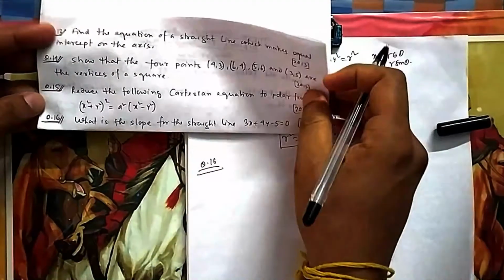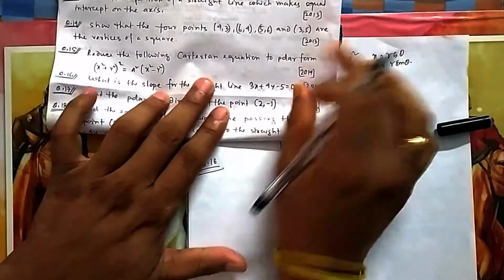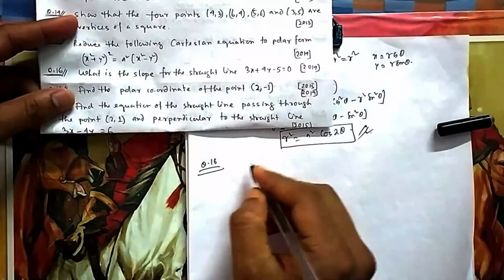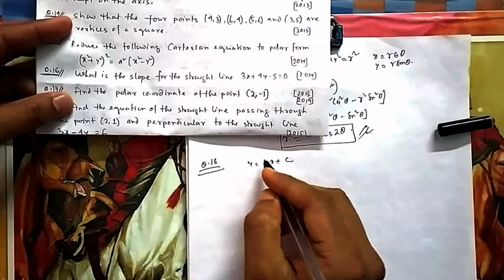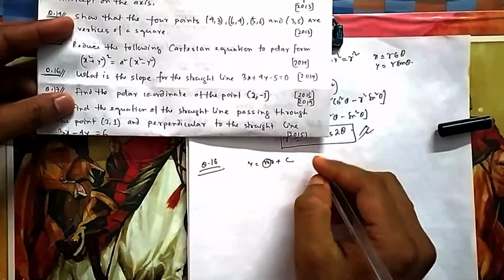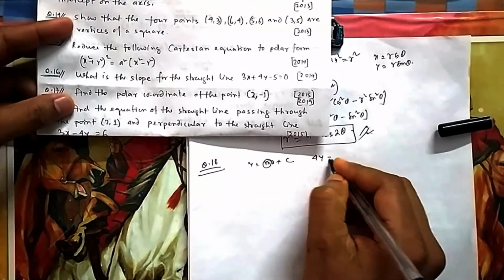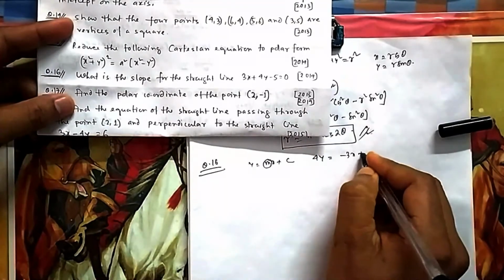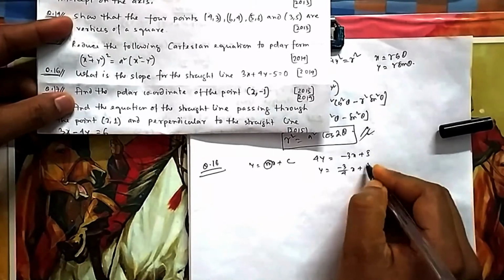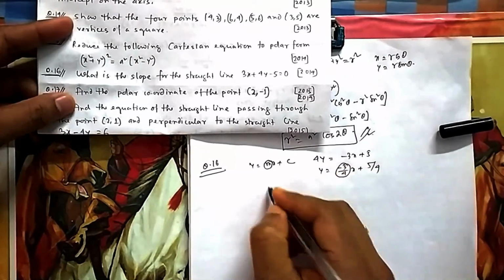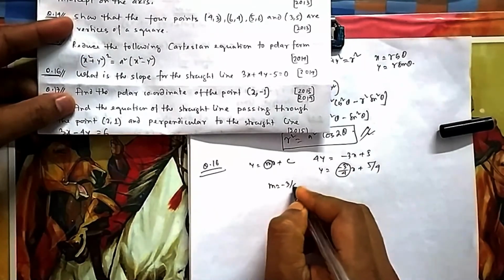So in question number 16, find the slope of the straight line. How to find the slope of the straight line? For that I told you, you keep it as y equal to mx plus c. You make it in this format and this m will represent the slope. So if you make it this way, it will be 4y is equal to minus 3x plus 5, or y is equal to minus 3 by 4 x plus 5 by 4. So the slope m is equal to minus 3 by 4. So this is your answer.